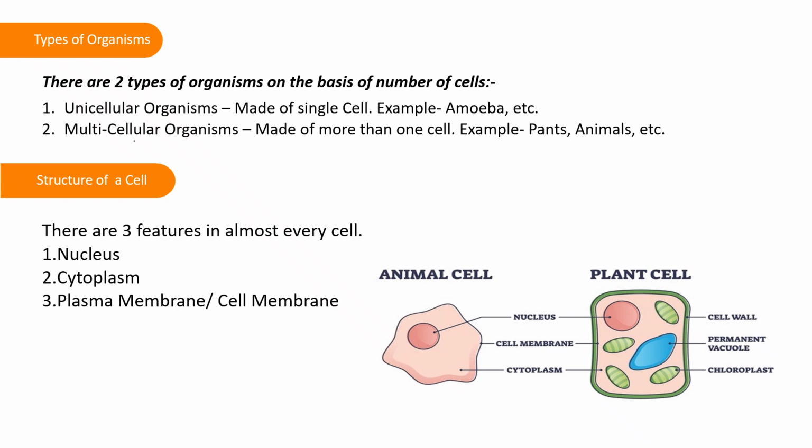Now we are going to study the structure of the cell. There are three features in almost every cell. First, the nucleus. The nucleus is also known as the mind of the cell. Second, the cytoplasm, which is the jelly-like substance, as you can see in the image. And the plasma membrane is the outer covering of the cell, which is also known as the cell membrane.